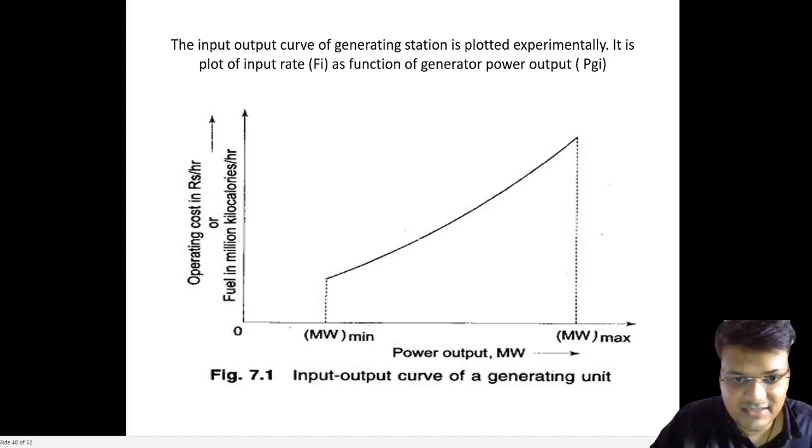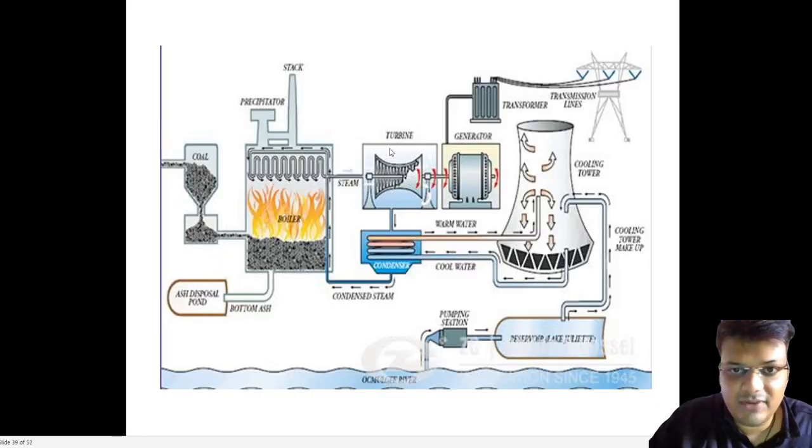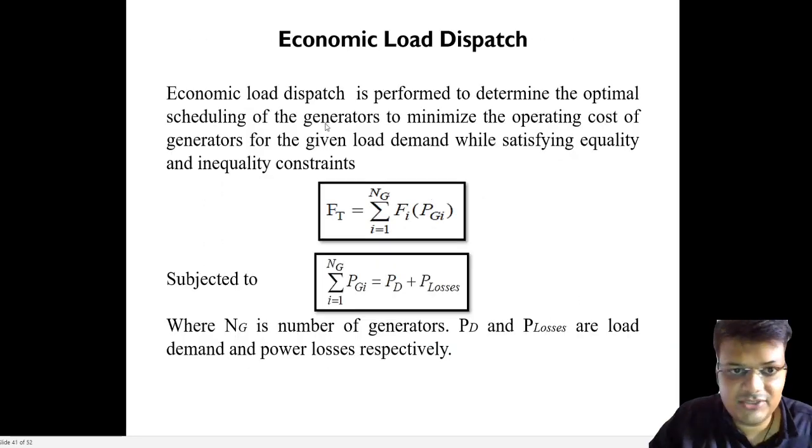So we have covered the input-output curve of a generating station. Now I told you what the inputs are, so we have a function of cost. What is the function of cost? Economic load dispatch is performed to determine the optimal scheduling of generators. Scheduling of generators means how we will optimally schedule, how these things are varying according to the loads. That is called optimal scheduling. So optimal scheduling of generators to minimize the operating cost: how the cost of the generators will be minimized.